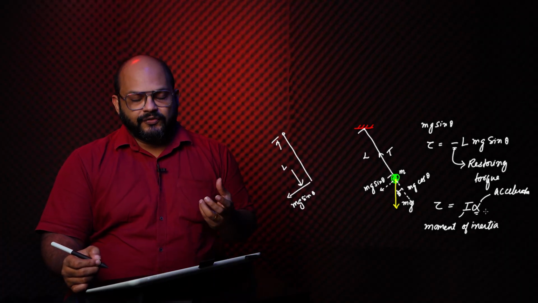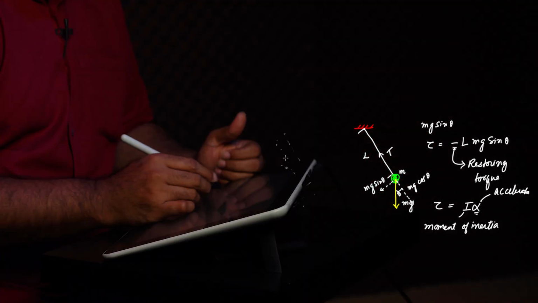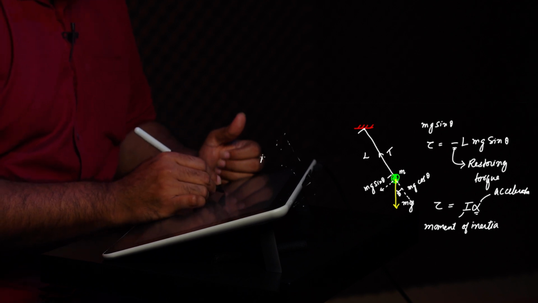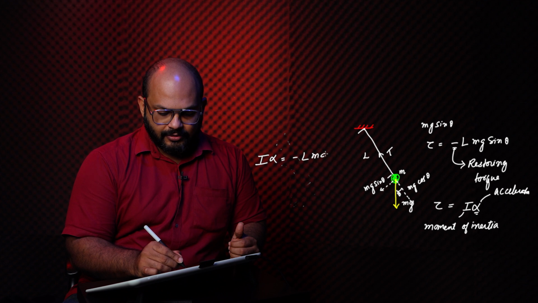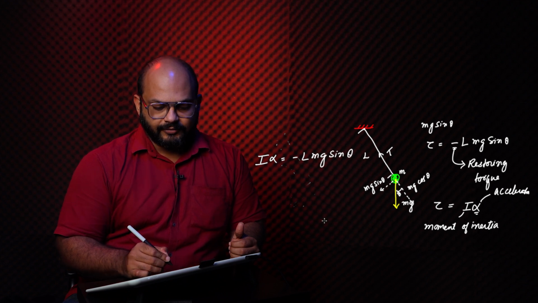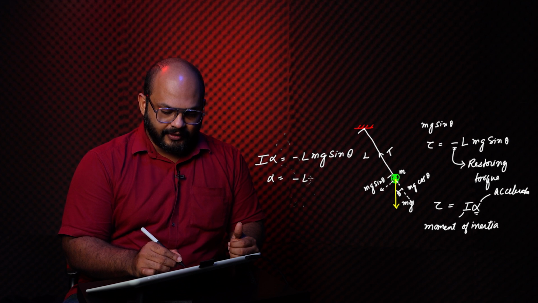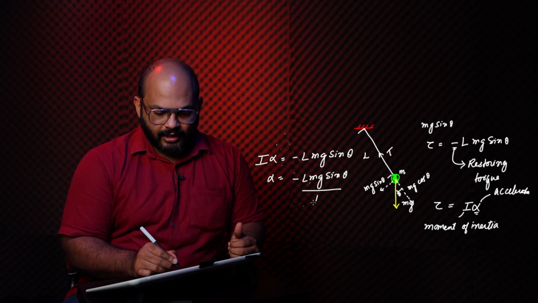So we have two different results for tau. Let's equate them to each other. So we get a result like this. I alpha is equal to negative L mg sine theta. If we solve this for alpha, we get alpha is equal to negative L mg sine theta divided by I.